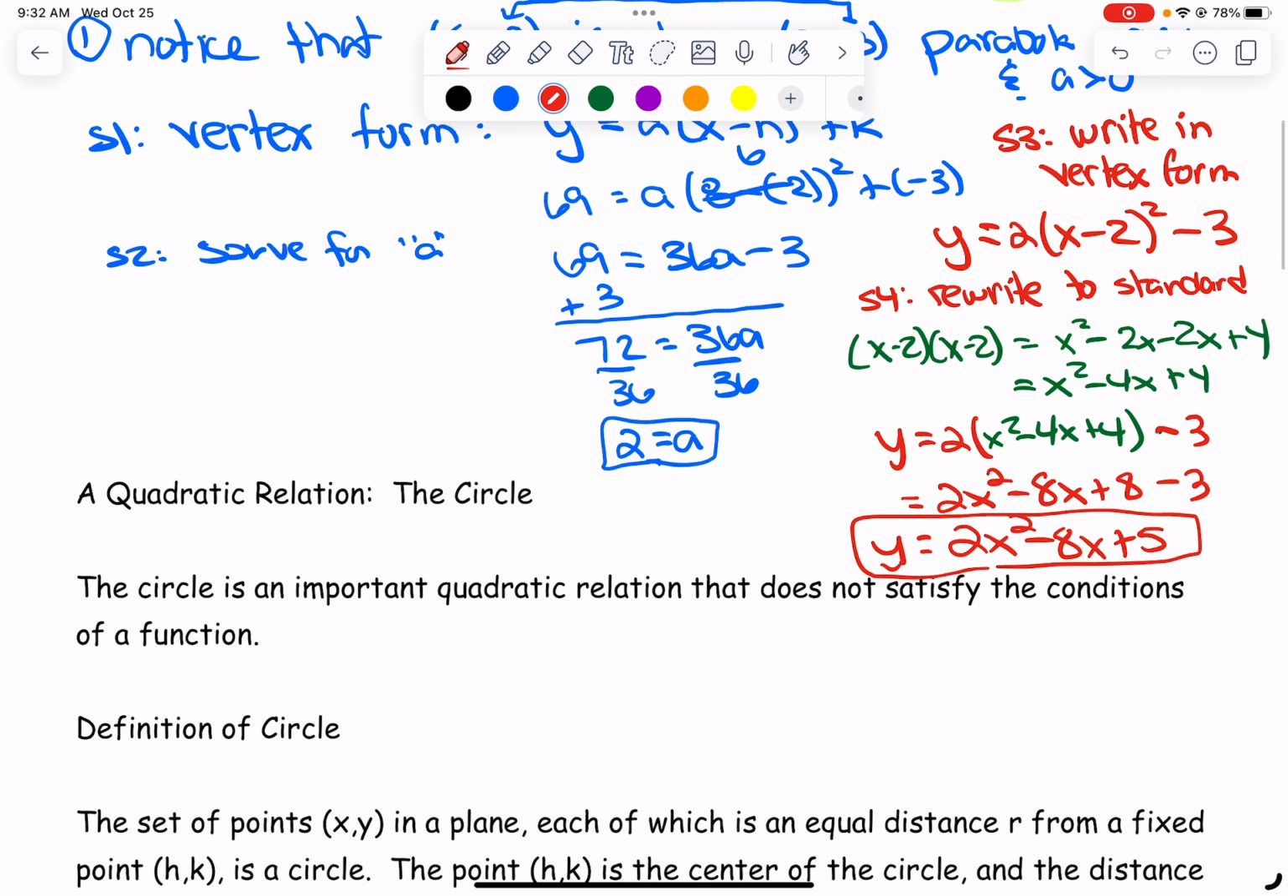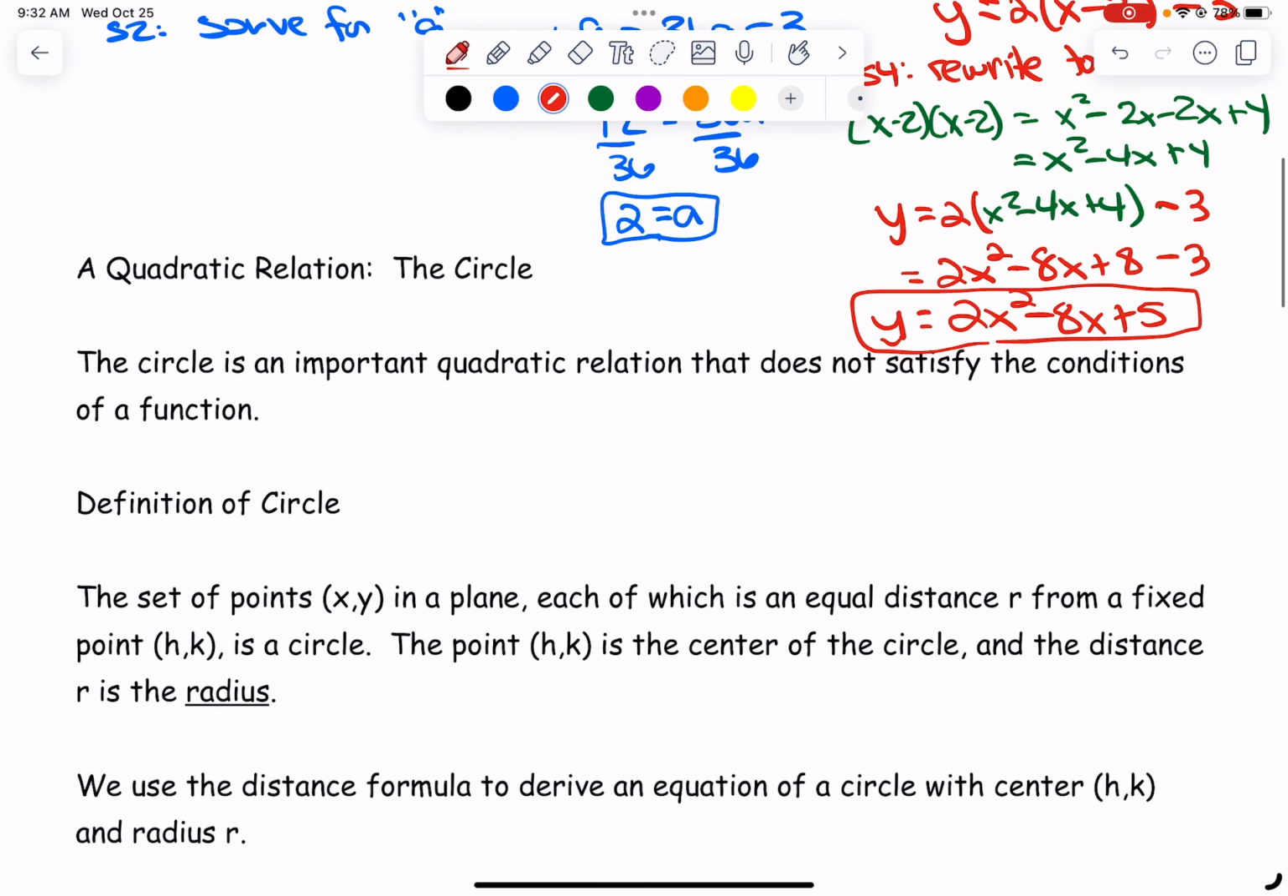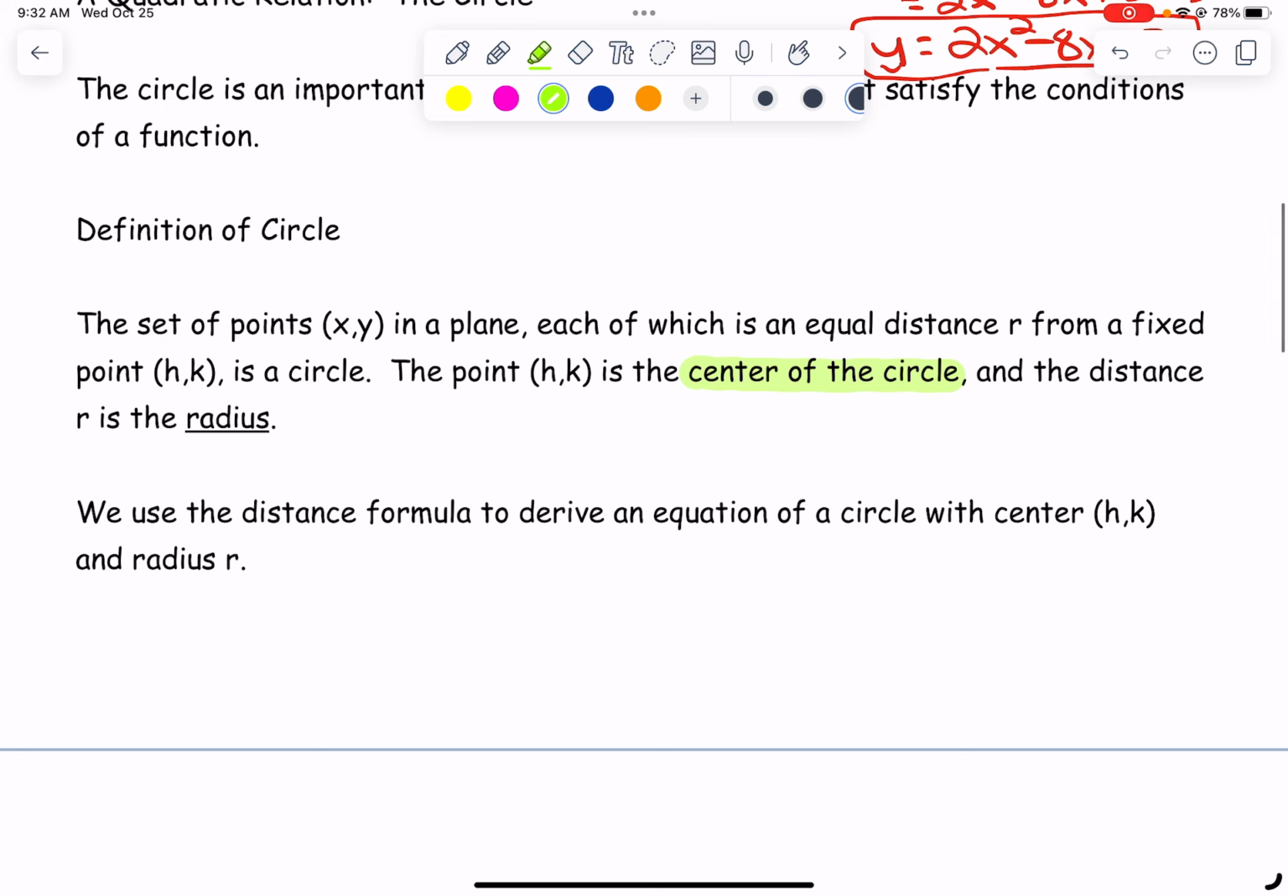Now, the second thing that's important for us is that we talk about a circle. Remember that a circle is the set of all points in a plane, each of which is an equal distance r from a fixed point (h, k), the center of the circle. The point (h, k) is the center of the circle, and the distance, the r, is the radius. So that means that we can use the distance formula to help us derive an equation of a circle with a center of (h, k) and a radius of r.